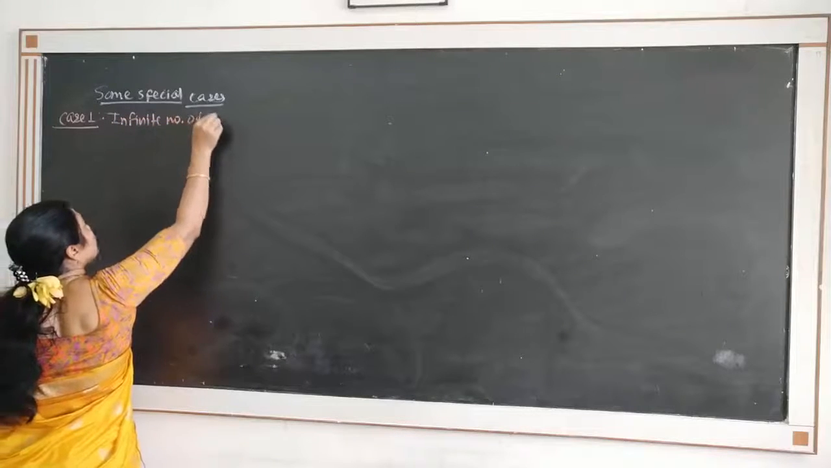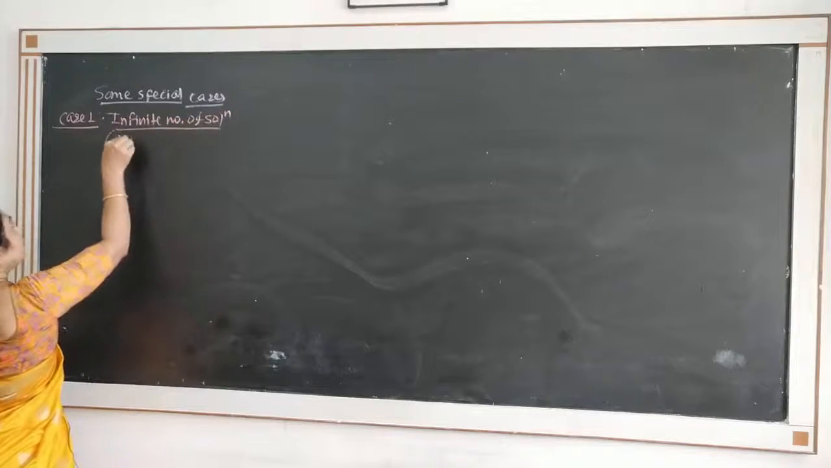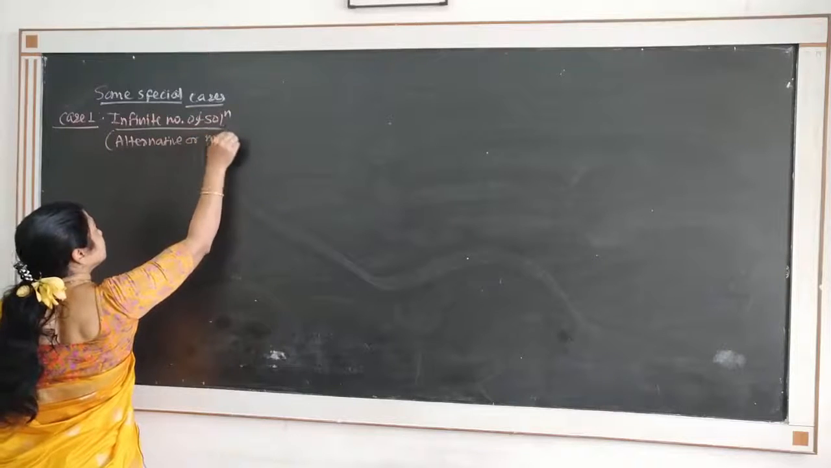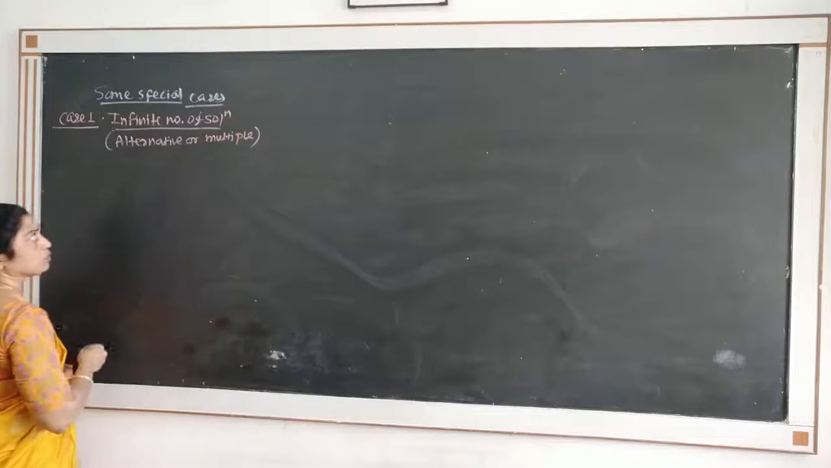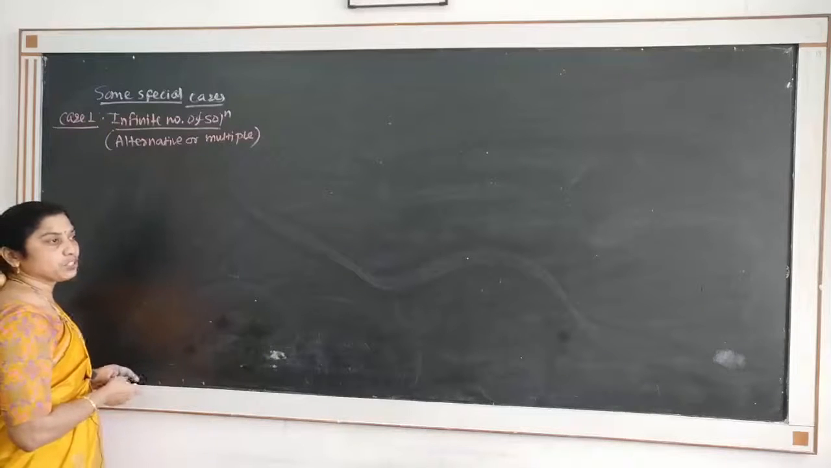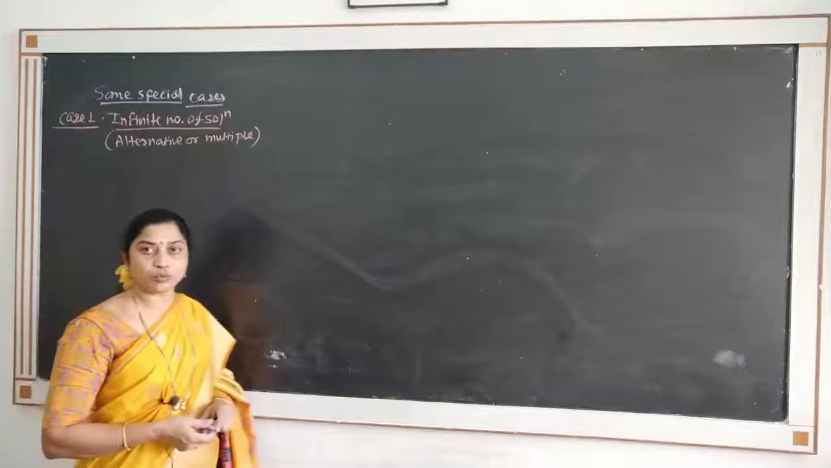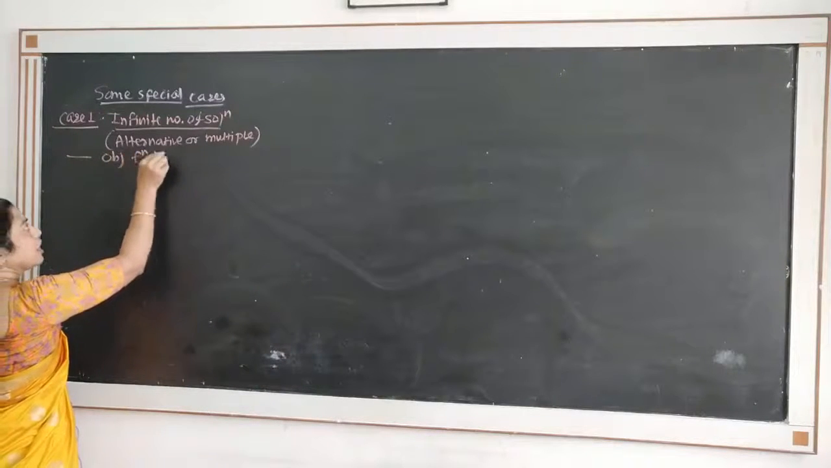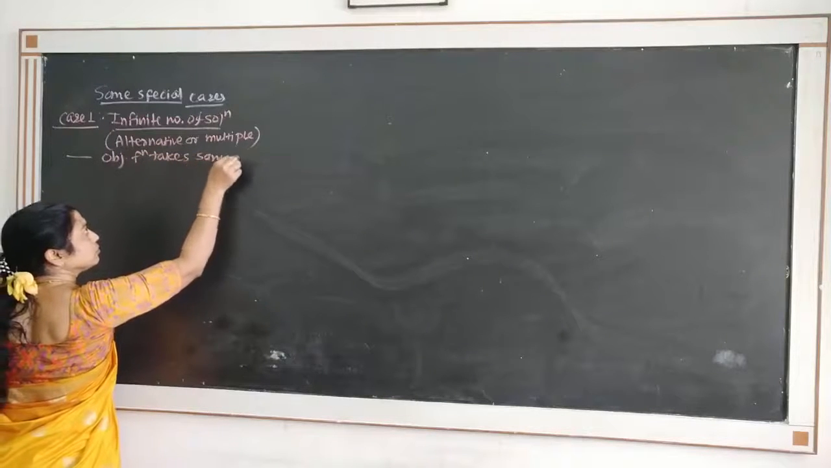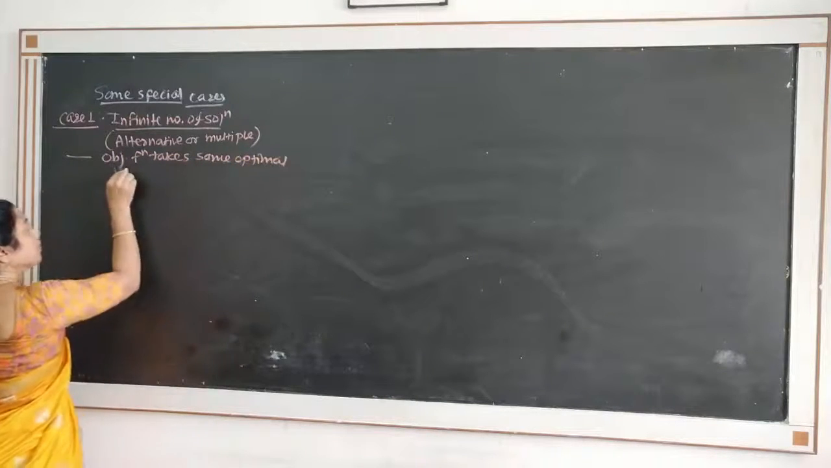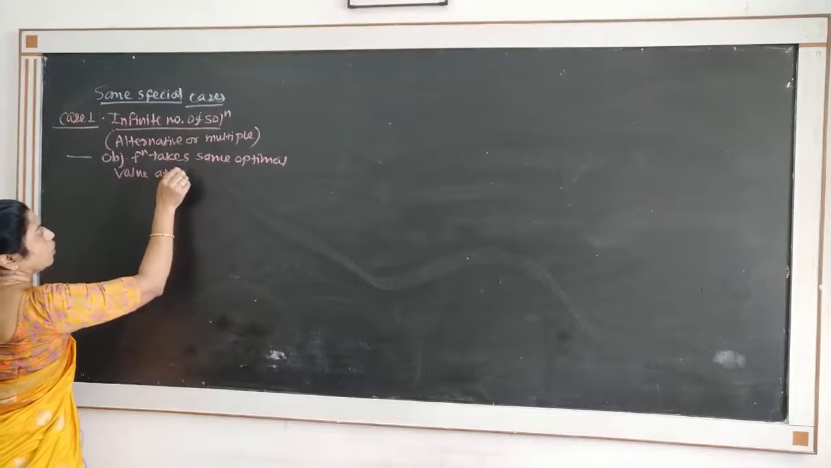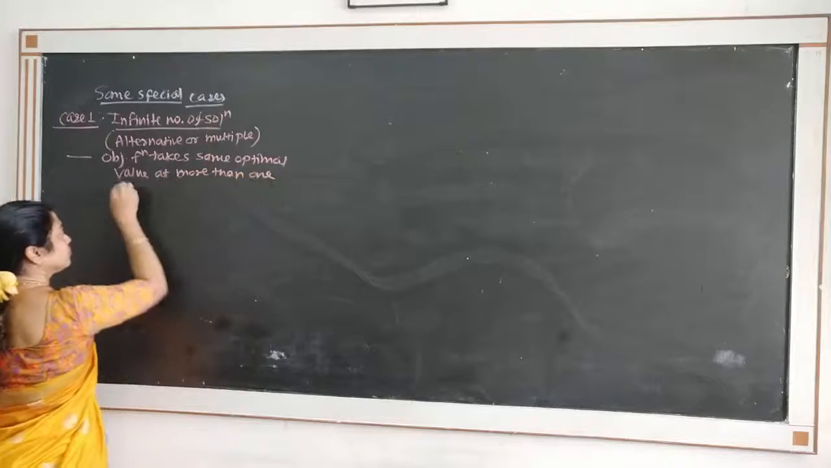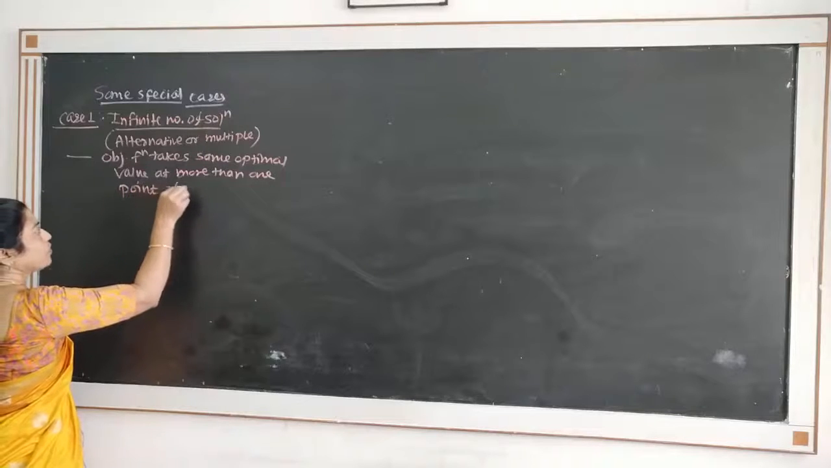Infinite number of solutions, or we may say alternative or multiple optimal solutions. When we say that a LPP has infinite number of solutions, it means that the objective function takes the same value at more than one point of the feasible region.